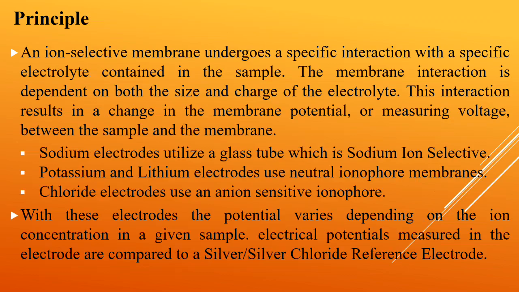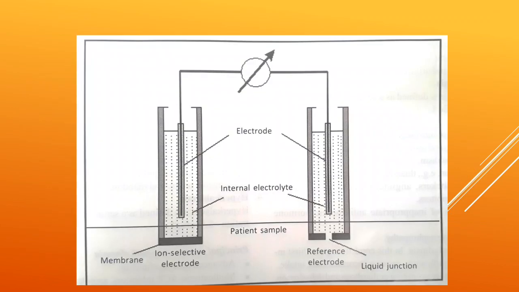With these electrodes, the potential varies depending on the ion concentration in a given sample. The electrical potential measured in the electrodes is compared to a standard reference electrode, which contains silver chloride. So the ion selective electrode is a technique which depends on potentiometric principles.